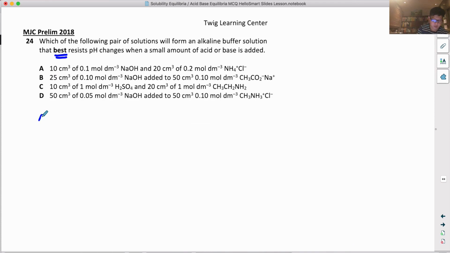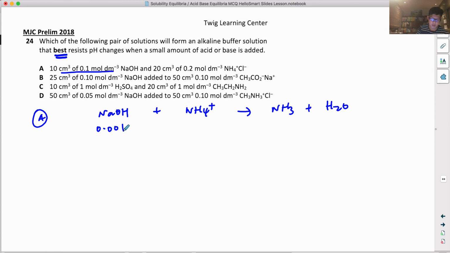Okay, let's look at option A. I'm just going to go through all of them. Sodium hydroxide will react with ammonium. Ammonium is actually a weak acid, so you get ammonia plus H2O. Let's calculate the number of moles of sodium hydroxide, which is supposed to be 0.01, and the number of moles of ammonium is 0.004.